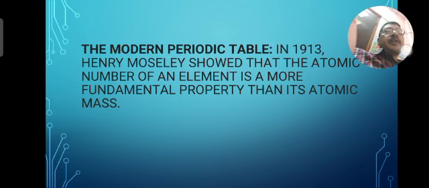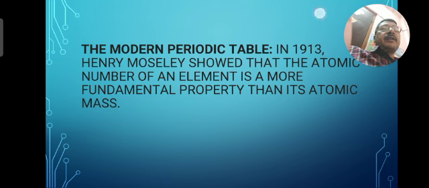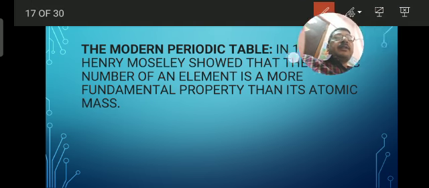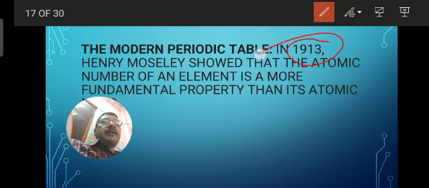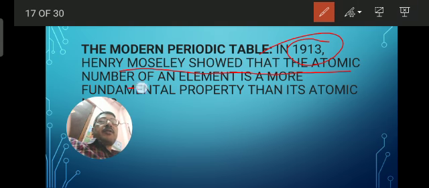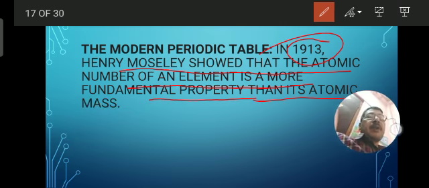Now come to the next point. Here the modern periodic table. What is the modern periodic table? In 1913, Henry Moseley showed that the atomic number of an element is a more fundamental property than its atomic mass.